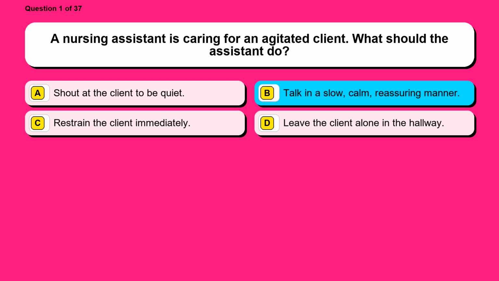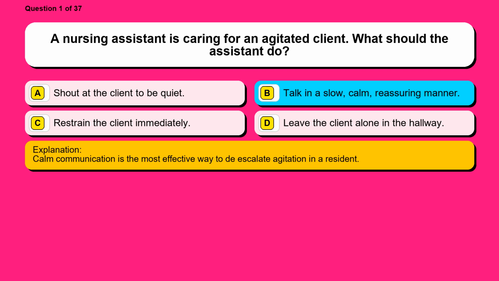The correct answer is option B. Talk in a slow, calm, reassuring manner. Calm communication is the most effective way to de-escalate agitation in a resident.